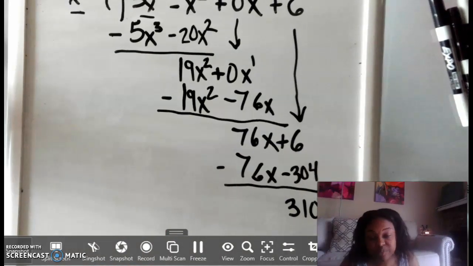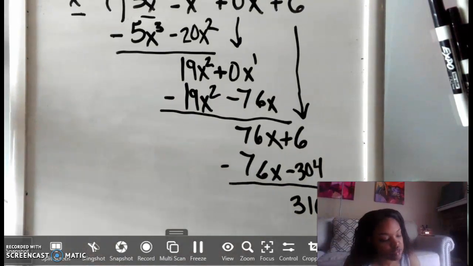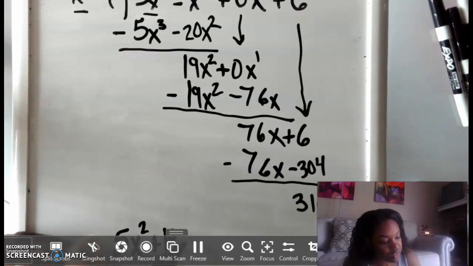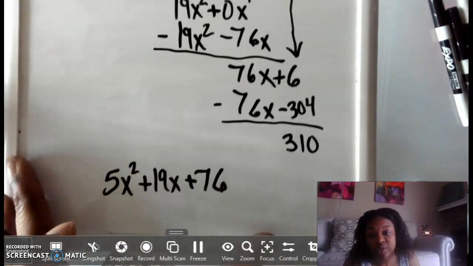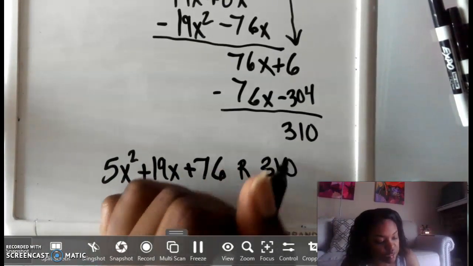I have nothing left to bring down, so this is where I stop. So my final answer will be 5x squared plus 19x plus 76. That's what we call the quotient. And then my remainder will be 310.